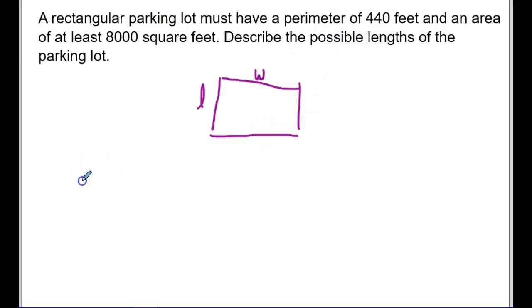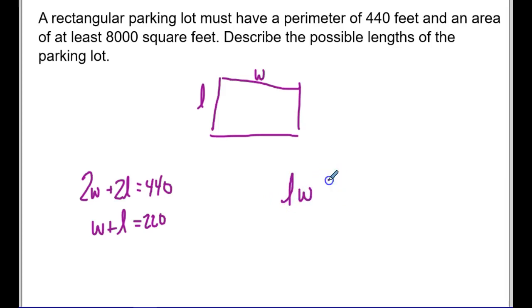So perimeter I know is 2w plus 2l equals 440. I can simplify this a little bit and divide everything by 2, so w plus l equals 220. And then I know that I have to have an area of at least 8,000 square feet. Well, to find the area, I have length times width, but it has to be at least, so greater than or equal to 8,000. Well, now I see I have a simple system of equations, right?